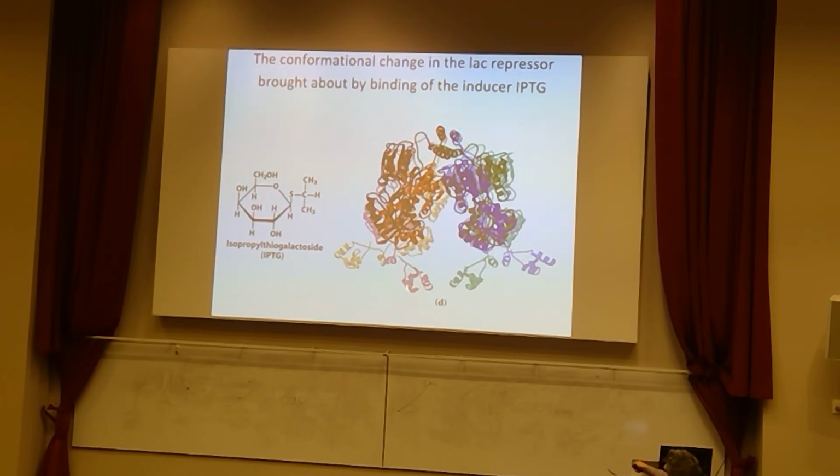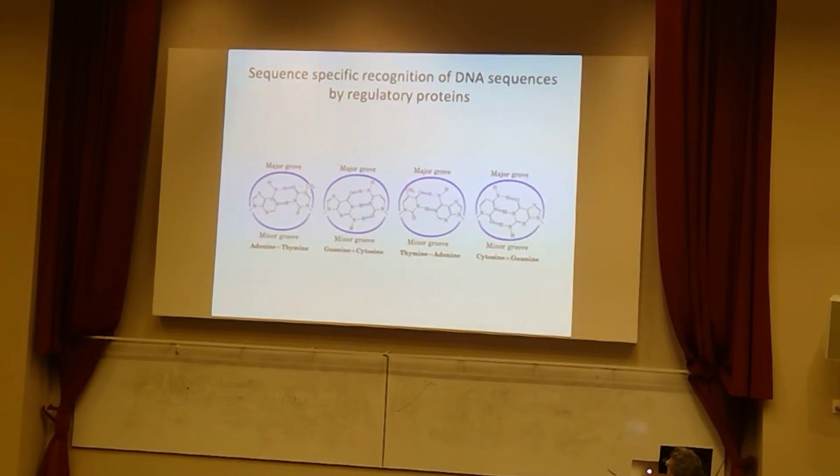Look at the changes in the structure. It's really dramatic. This small molecule binding into the repressor has these huge influences on the structure of the repressor that alters its ability to bind into DNA. Sequence-specific recognition is really crucial, right? These repressors need to bind to that promoter and no others. It needs to get it right.